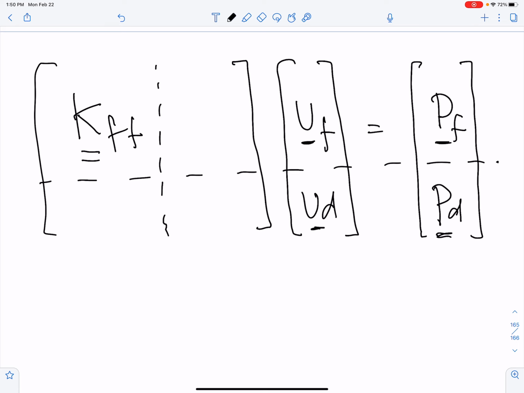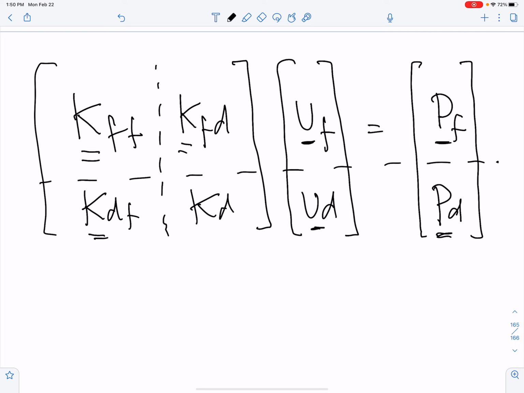Okay? And then you populate the rest of the matrix as follows. You have the two coupling matrices, KFD and KDF, that couple free and restrained, and then restrained and free degrees of freedom. And finally, you have your KDD that couples the restrained degrees of freedom. Okay? So this is the expanded matrix, and this is in principle what gets programmed in real situations.